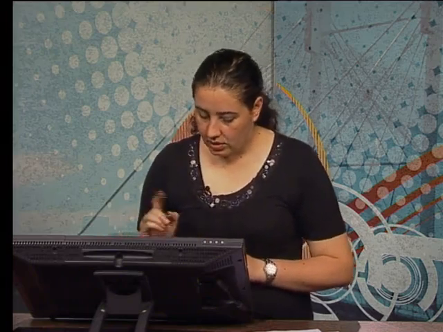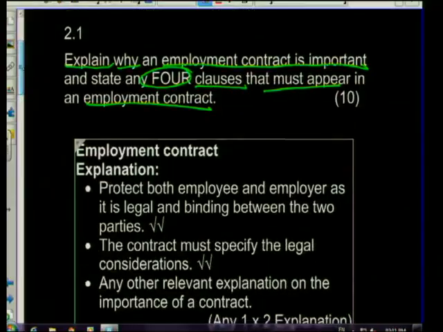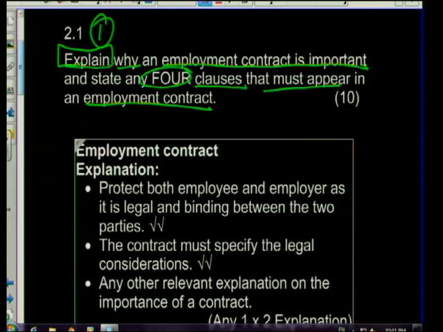It gives the employer and the employee a sense of comfort, so you know what's expected, and your company also has certain expectations that you need to live up to. So what are at least 4 clauses that appear in an employment contract? So, before we go any further, grade 12s, there's 2 parts to this question. Again, I did exactly what I tell you not to do. Read your question and see how it's layered. So this is layered in 2 parts. So the first part here, as I started, explain why the employment contract is important, and then state 4 clauses that must appear. So you start with the first part here, and you'll see it's a 10-mark question.